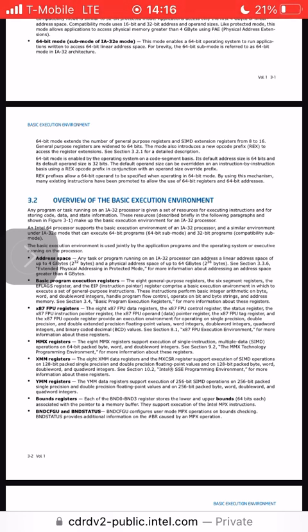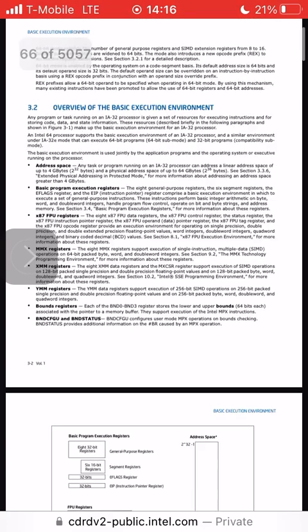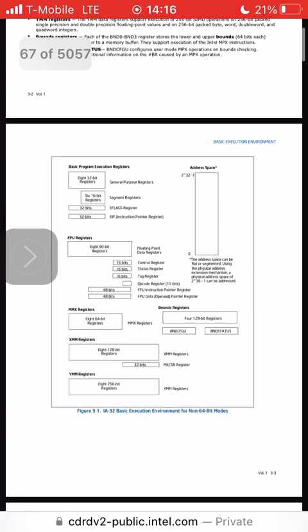Volume 1, Figure 3-1, IA-32 Basic Execution Environment for non-64-bit modes. Basic Execution Environment. Basic Program Execution Registers. Address space, 2 to the power of 32 minus 1. 8 32-bit registers, 32 bits. FPU registers. General Purpose Registers. Segment registers. EFLAGS register, EIP. Instruction pointer register. 6 16-bit registers. 32 bits. 8 80-bit registers. 16 bits. 8 64-bit registers. 16 bits. 16 bits. Floating point data registers. Control register, status register, tag register.